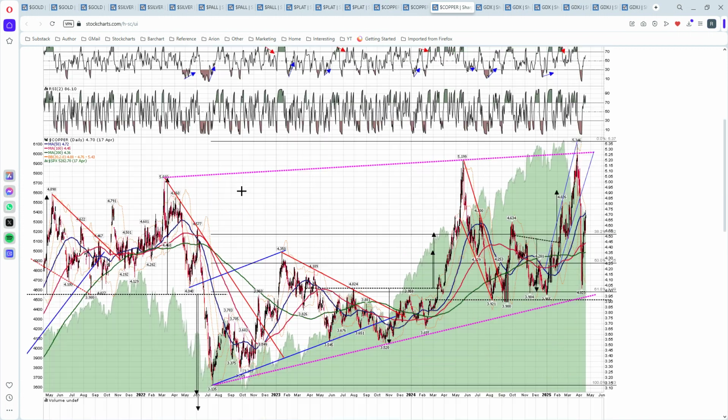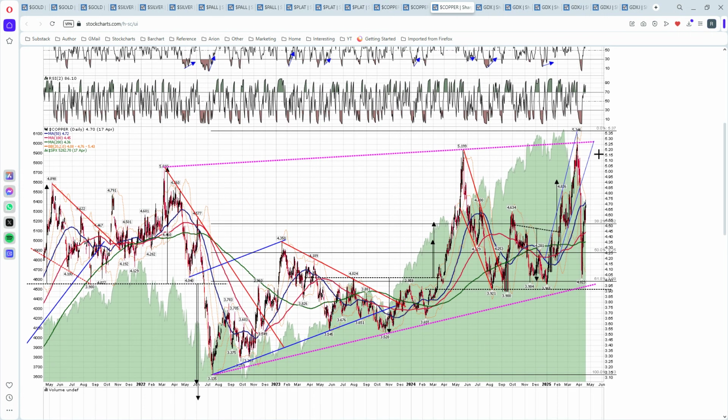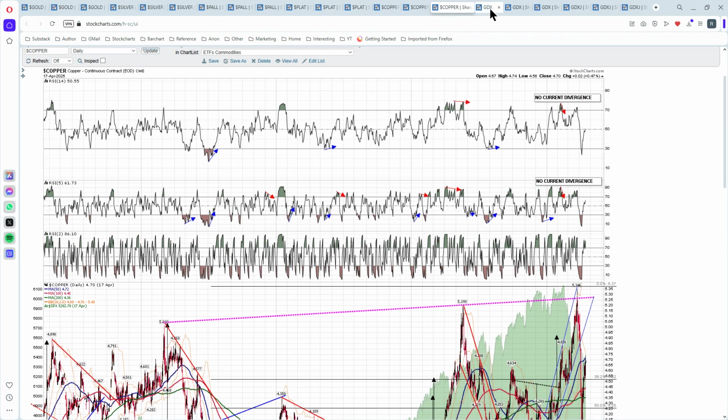On the daily chart, we've seen obviously a sharp move down. We've seen a sharp retracement. Pretty soon, I'd be expecting this to turn down again. We'll see. All right, looking at GDX.